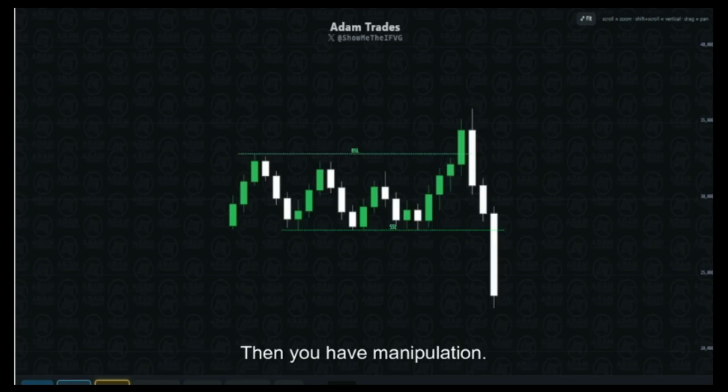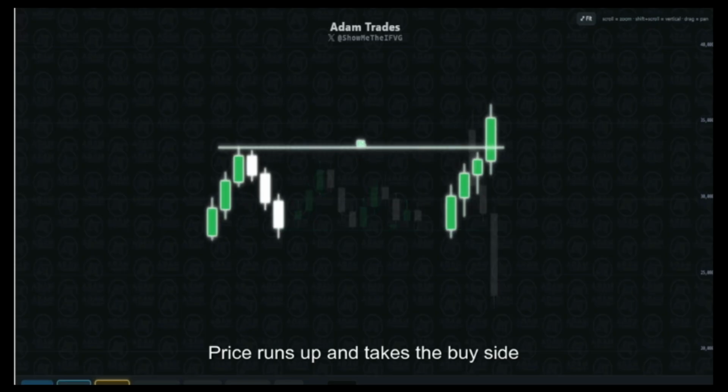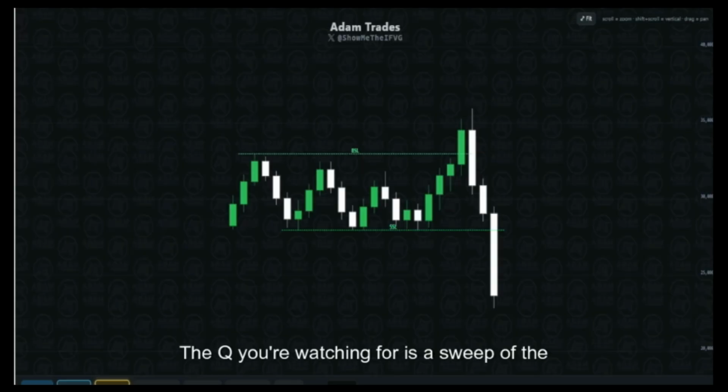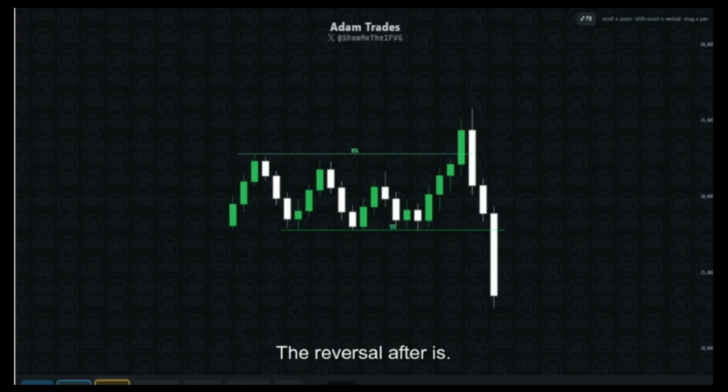Then you have manipulation. Price runs up and takes the buy-side liquidity above the range. This is the false move. Its job is to trigger breakout buyers and stop out shorts before the real move. When this leg happens at session open, we call this the Judas swing. The cue you're watching for is a sweep of the level, followed by a reversal back inside the range. The sweep alone is not the signal. The reversal after is.